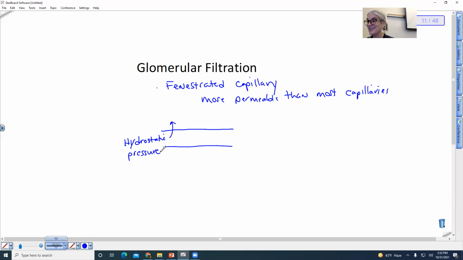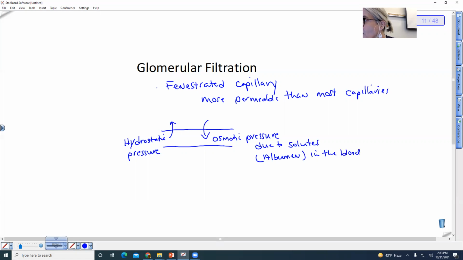Now there is an opposing force that actually causes stuff to move in, and that is called osmotic pressure. And osmotic pressure is due to solutes in the blood. So this is due to solutes, particularly a solute called albumin. This is the same type of protein that is found in egg whites. So albumin, and it's in the blood. So it sucks water back in.